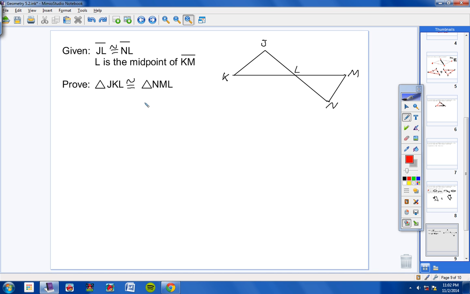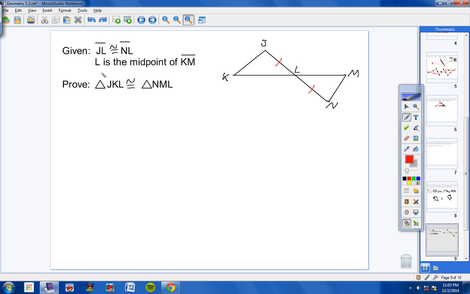Now, whenever you're given a two-column proof, the first thing you do, students, is you pick up your given right here. You pick up your given and you put it on the diagram, okay? So, we know that JL is congruent to NL, okay? So we're given that this segment here is congruent to this segment here, okay? All right, now continue on.